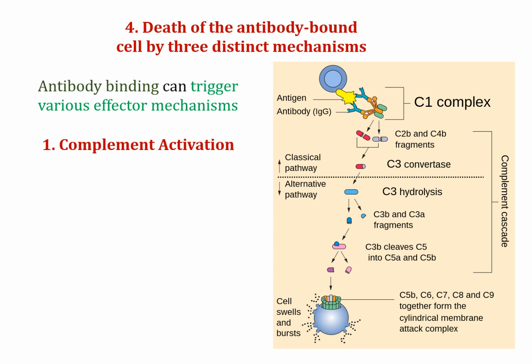So here it is the antigen-antibody complex, for example IgG. They activate the complement system. The C1 complex splits into C2b and C4b fragments. This is the classical pathway. Now C3 convertase is the enzyme. In the alternative pathway, C3 hydrolysis breaks down into C3b and C3a fragments.